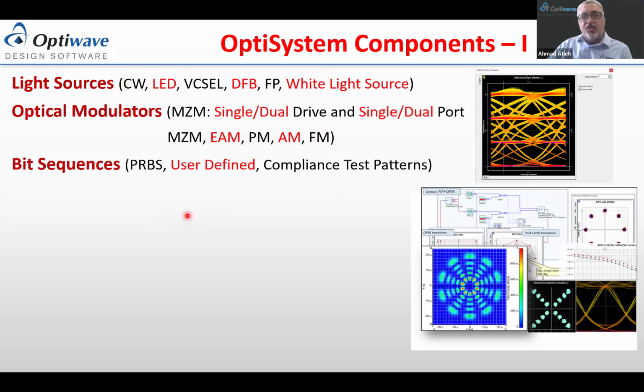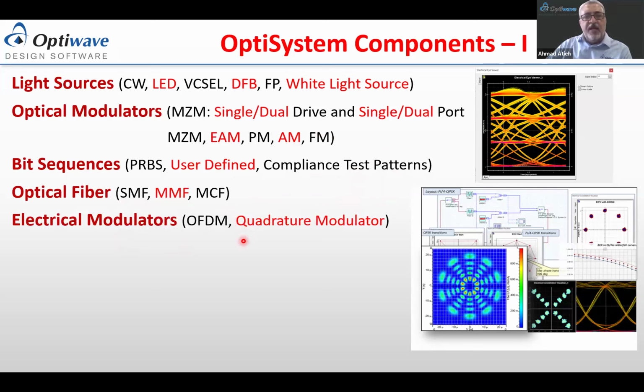There are sources where you can load pseudo-random bit sequences or user-defined bit sequences, say, for example, coming from an equipment. You can load that file into OptiSystem and then use it in your simulation. There are test compliance patterns, which you use for jitter analysis. For optical fiber, we have different types of fibers: single mode, multi-mode, as well as multi-core fibers, which can be used as single mode multi-core, or multi-mode multi-core fibers.